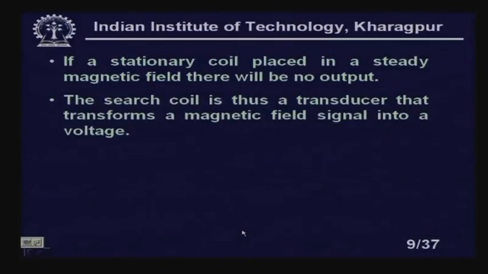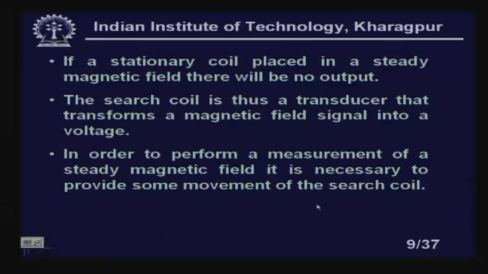The search coil is thus a transducer that transforms a magnetic field signal into a voltage. That means it converts the magnetic field into a voltage, which can be easily transmitted and converted to the digital domain. All those facilities are already there. It can be easily calibrated also if you have a standard magnetic field.